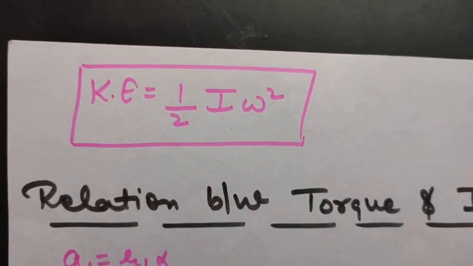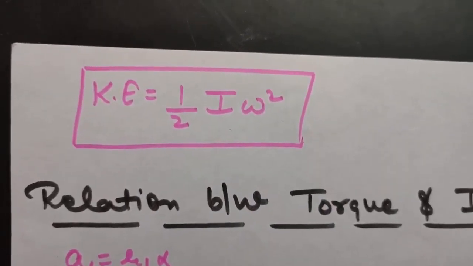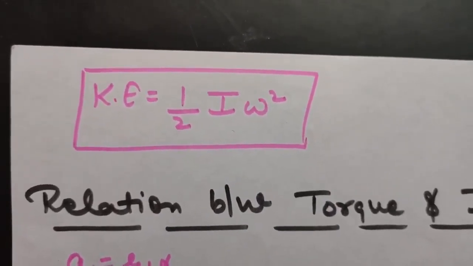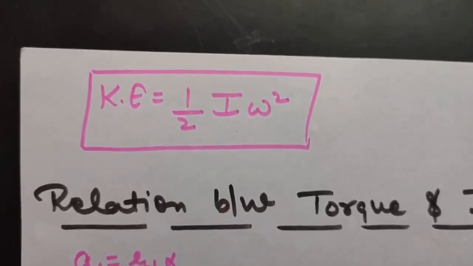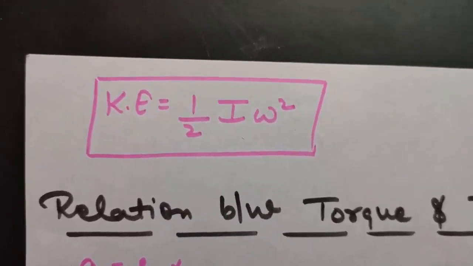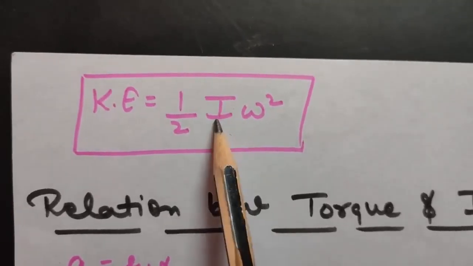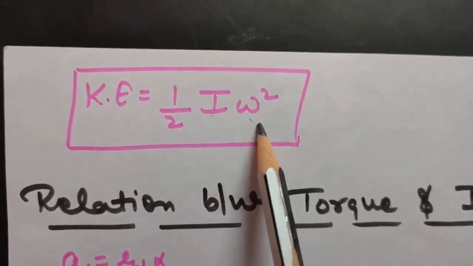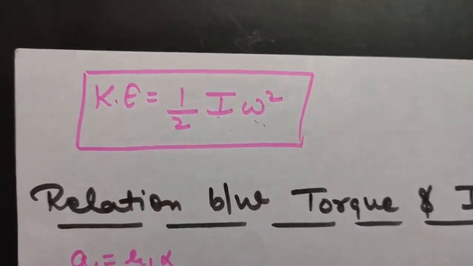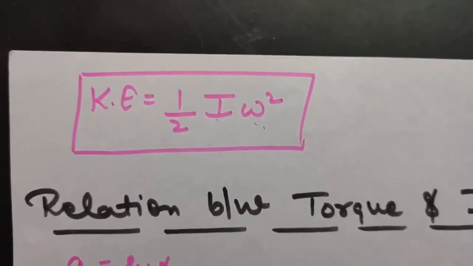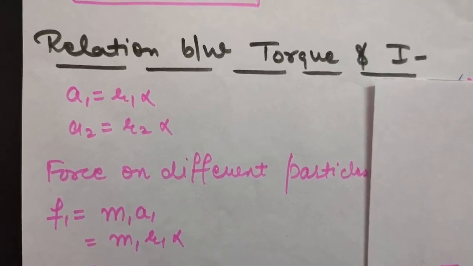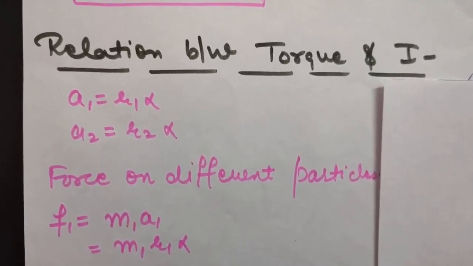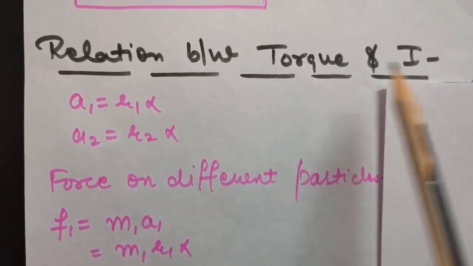Now you can relate it with kinetic energy of linear motion, that is half mv square. As I told you in the last lecture also, mass is the equivalent of moment of inertia in rotational motion. So instead of mass we have I, and instead of v we have omega. So remember, this kinetic energy of rotation is half I omega square. Okay, so the next is the relation between torque and moment of inertia, that is tau and I.